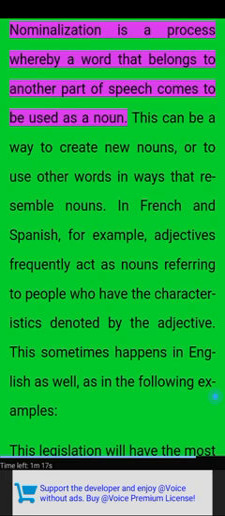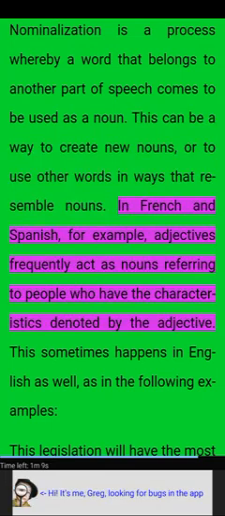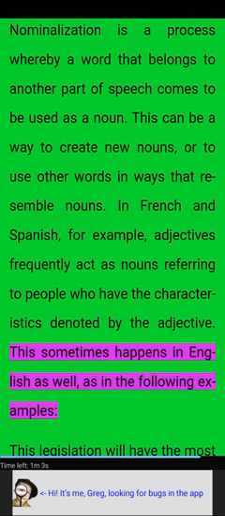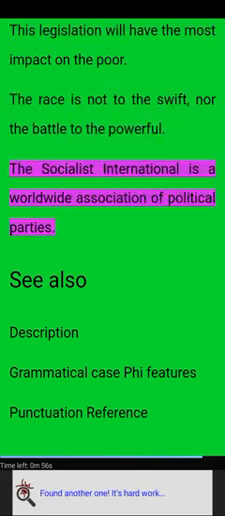Nominalization. Nominalization is a process whereby a word that belongs to another part of speech comes to be used as a noun. This can be a way to create new nouns, or to use other words in ways that resemble nouns. In French and Spanish, for example, adjectives frequently act as nouns referring to people who have the characteristics denoted by the adjective. This sometimes happens in English as well, as in the following examples. "This legislation will have the most impact on the poor." "The race is not to the swift, nor the battle to the powerful." "The Socialist International is a worldwide association of political parties."